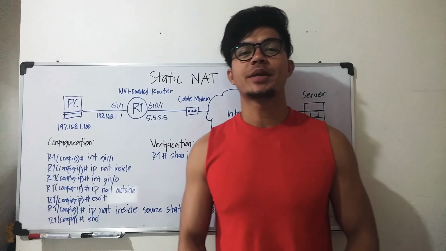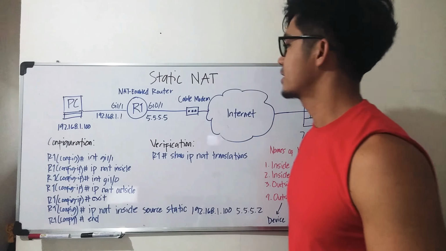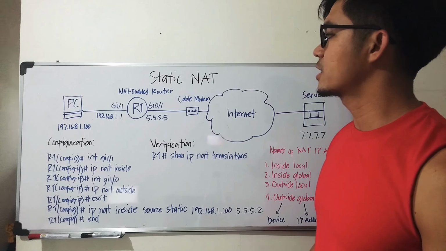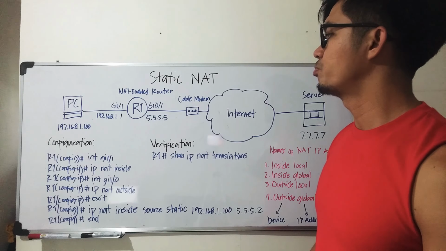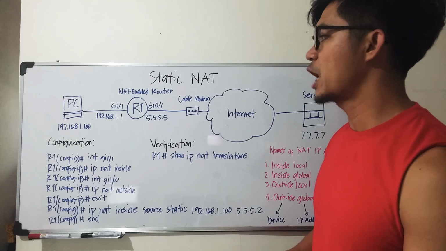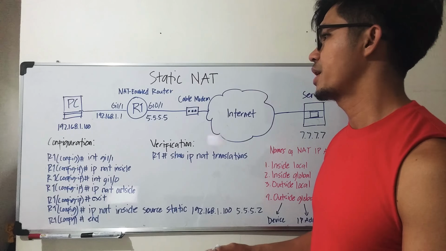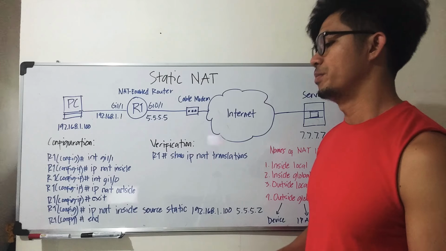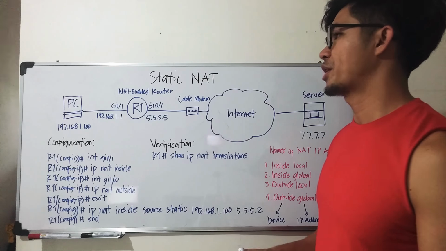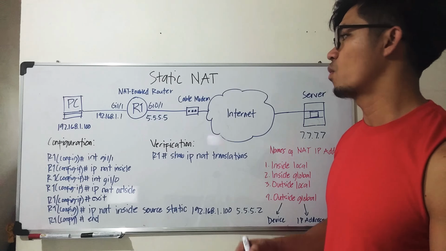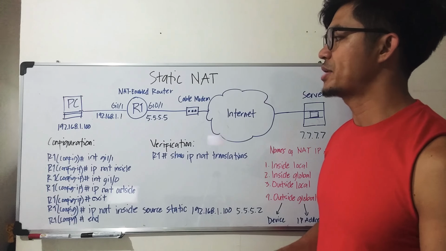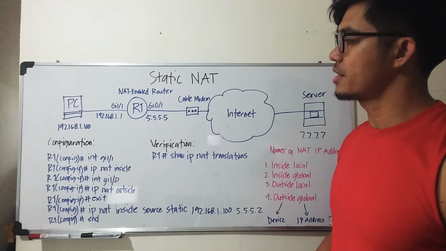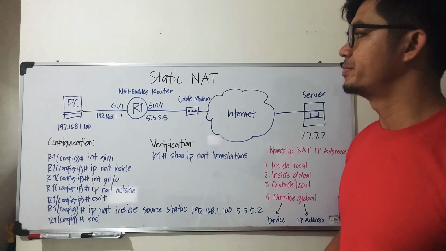Okay, in this video I'm gonna talk about static NAT. So with static NAT we can translate an IP address into a single public address. So in other words, it is a one-to-one IP address mapping. So let's take a look at the topology here.